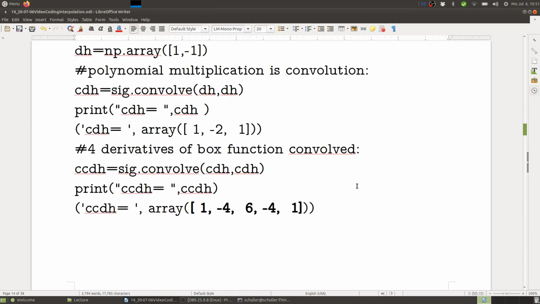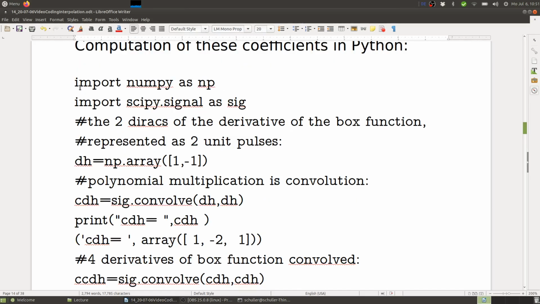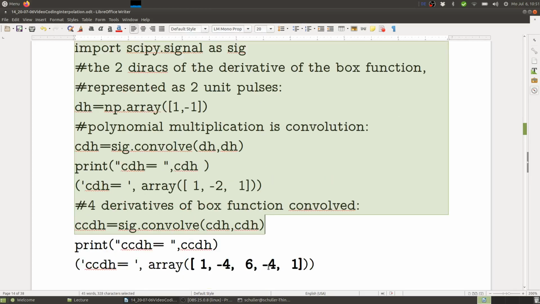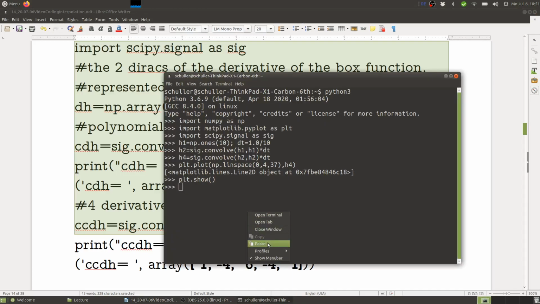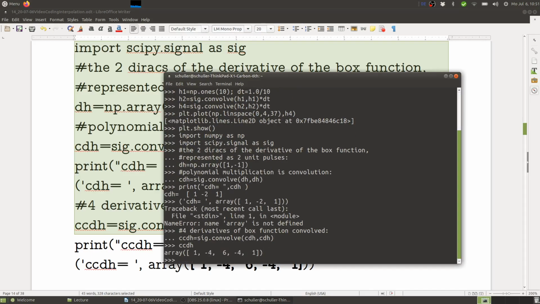Yeah, so here now you can see those 4 numbers. And again, you can just compute it by copy and paste. So copy, and going back to my Python window, ccdh, and here we get the result. Right.